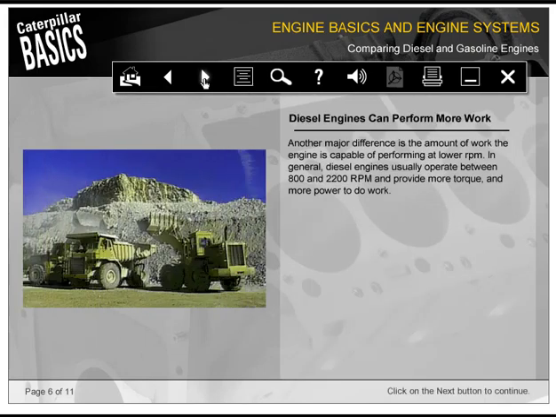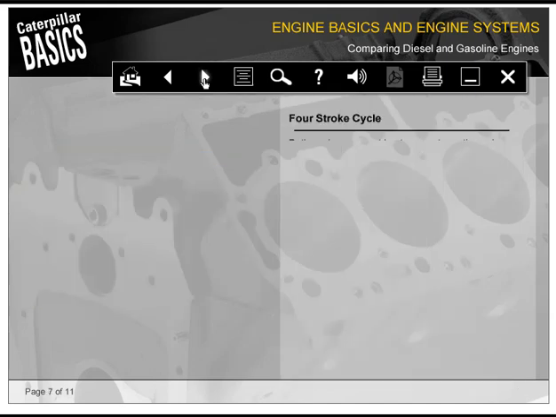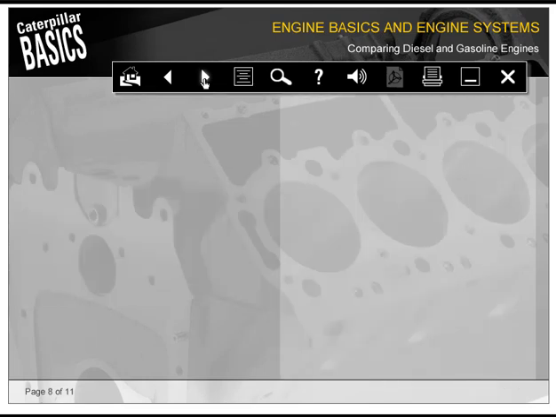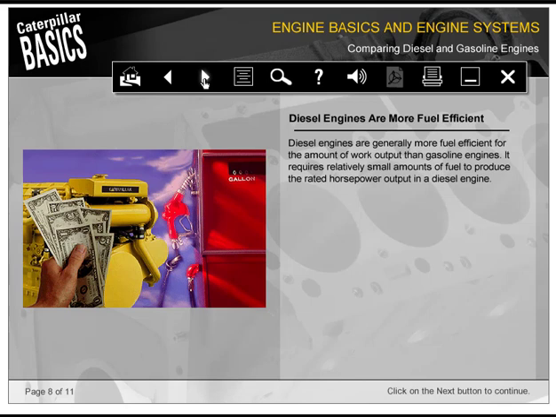Another major difference is the amount of work the engine is capable of performing at lower RPM. In general, diesel engines usually operate between 800 and 2200 RPM and provide more torque and more power to do work. Both engines convert heat energy to motion using the four-stroke cycle. Diesel engines are generally more fuel efficient for the amount of work output than gasoline engines. It requires relatively small amounts of fuel to produce the rated horsepower output in a diesel engine.